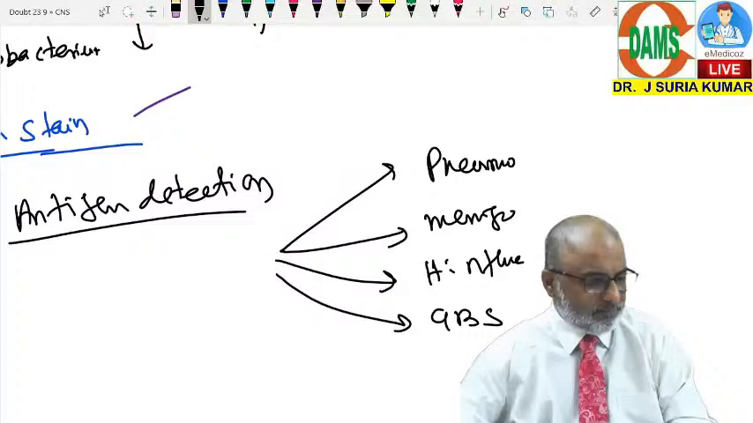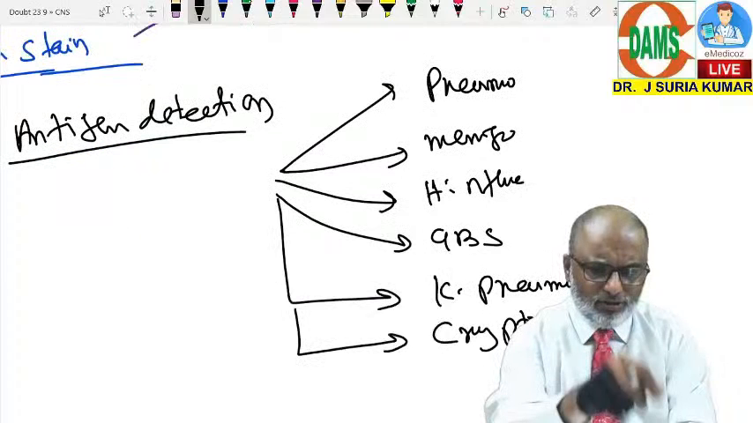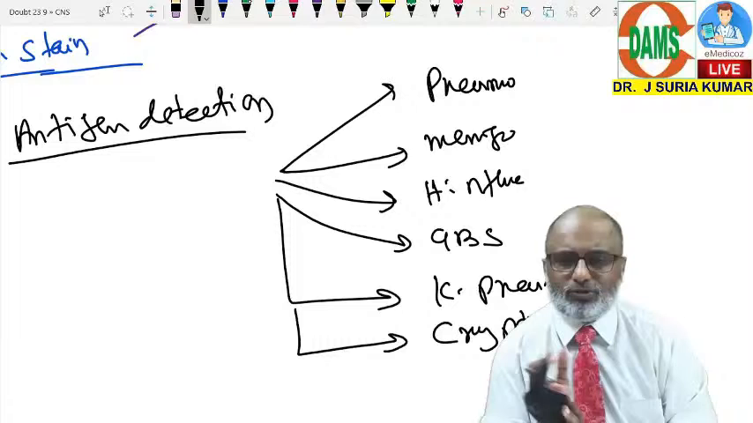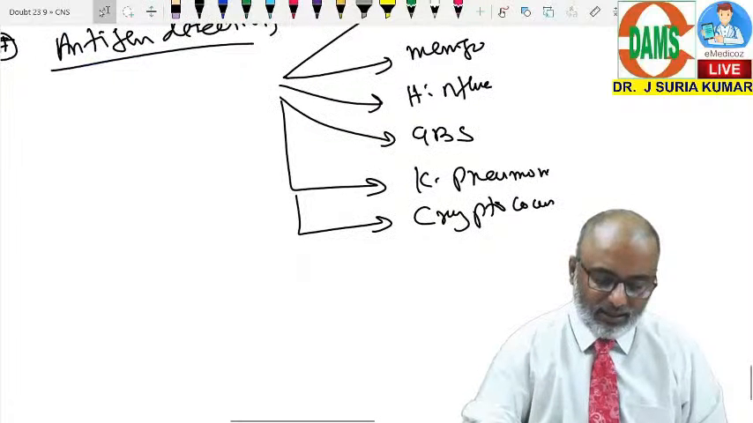Best test. You take the CSF, add 1 drop of CSF and 1 drop of the reagent, and mix it like this. If agglutination comes, it's positive, that's all. So it's called the CSF meningitis panel test. These are the common agents causing meningitis. These 6 agents you can easily identify with the help of the antigen detection test. And management is usually based on the organism.